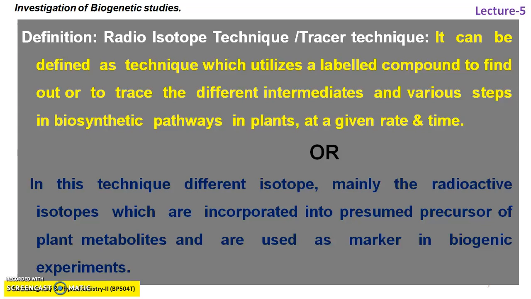In this technique, different isotopes, mainly radioactive isotopes, are incorporated into a presumed precursor. Say, for example, we know L-tyrosine is responsible for the opium alkaloids, quinoline alkaloids such as morphine, codeine, thebaine. So why not incorporate these radioactive isotopes into the opium plant, so that we can easily make out how this pathway is carried out in plant metabolism. They are used as markers in biogenetic experiments.